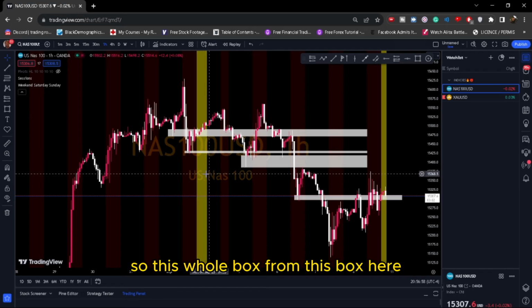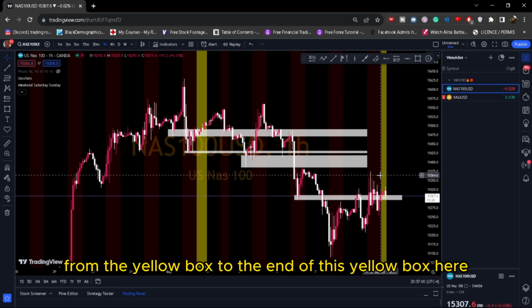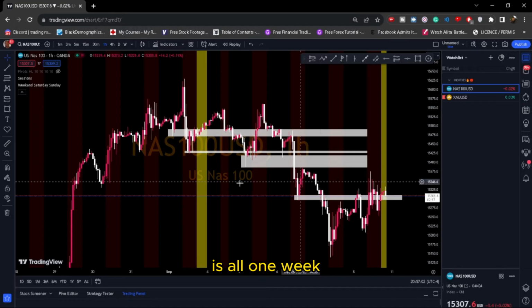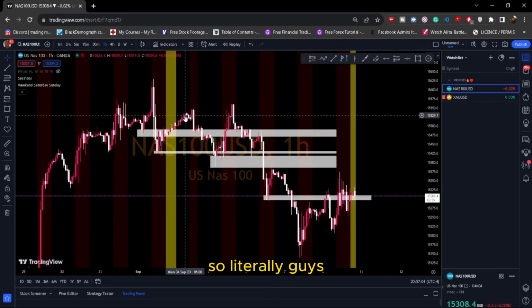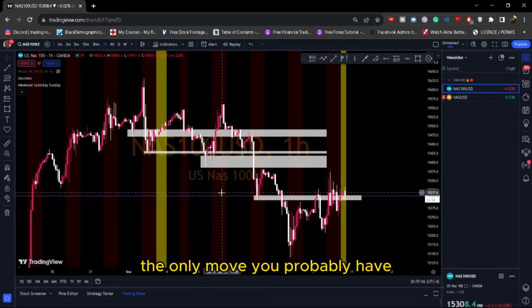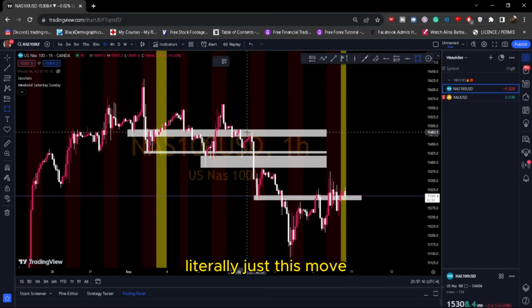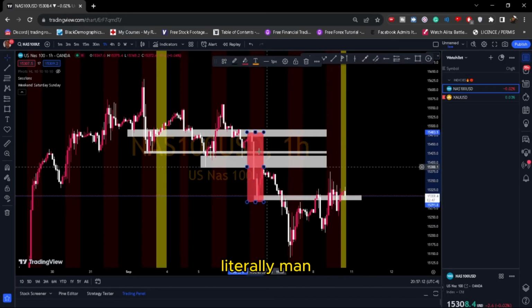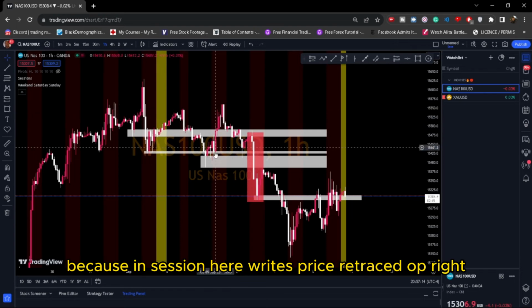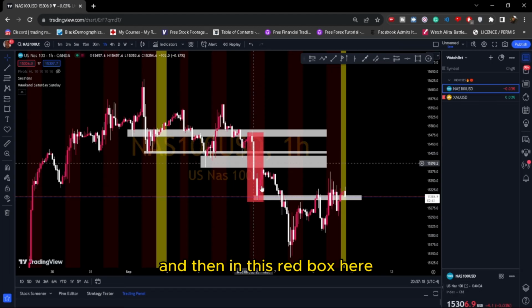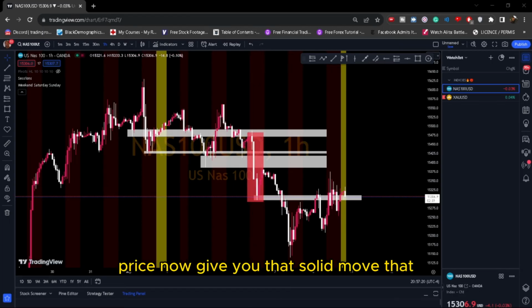So this whole box, from the yellow box to the end of this yellow box here, is all one week. So literally, guys, the only move you probably would have made here is just this move. Literally just this move. Because in session here, price retraced up, and then in this red box here, price gave you that solid move that you're looking for.